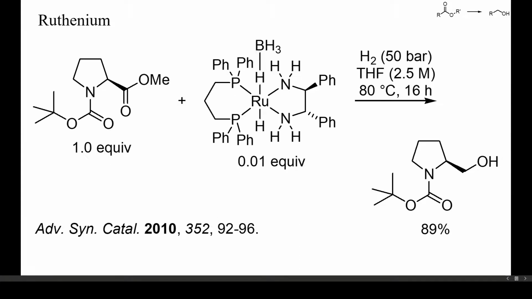In this example, protected methyl prolinate was hydrogenated with a ruthenium complex devoid of aminophosphine. Instead, a mixed diamine-diphosphine complex was used. No alkoxide was required and the conditions were sufficiently mild to prevent deprotection or racemization.